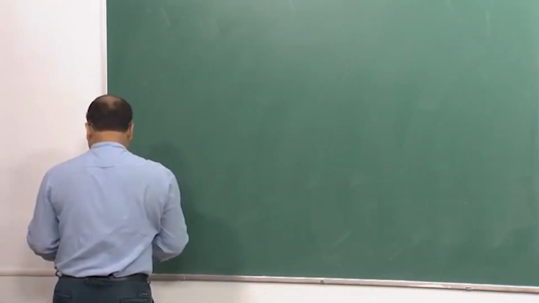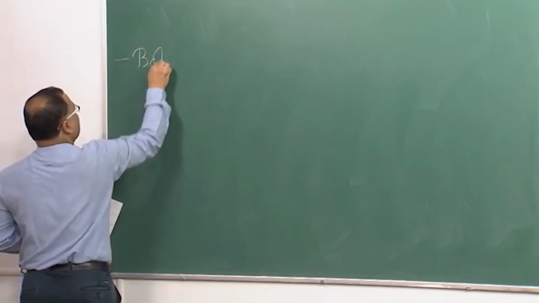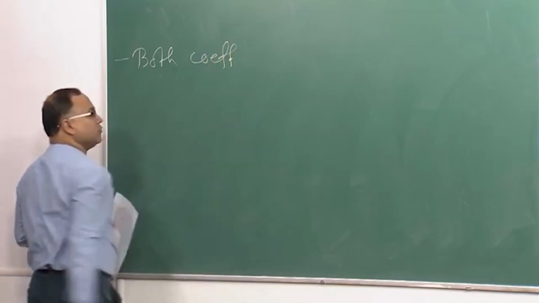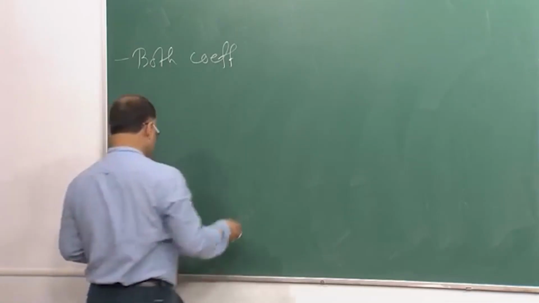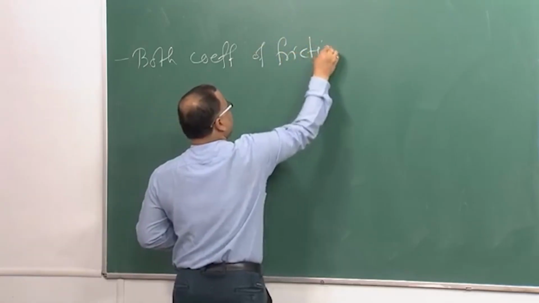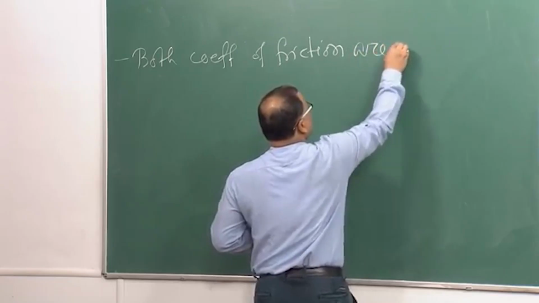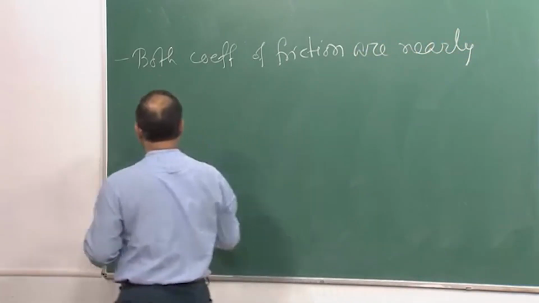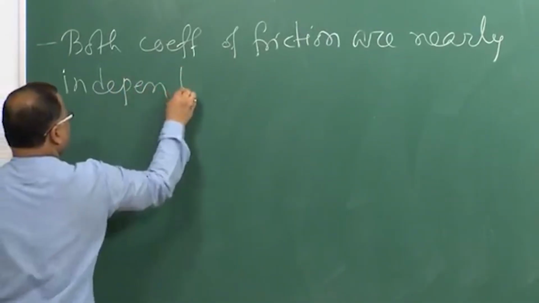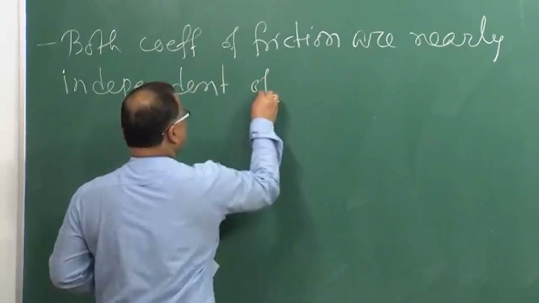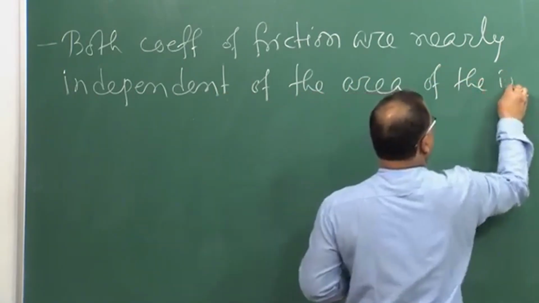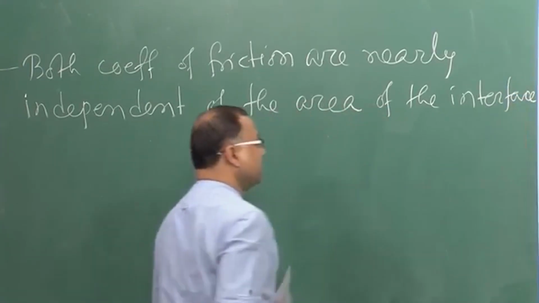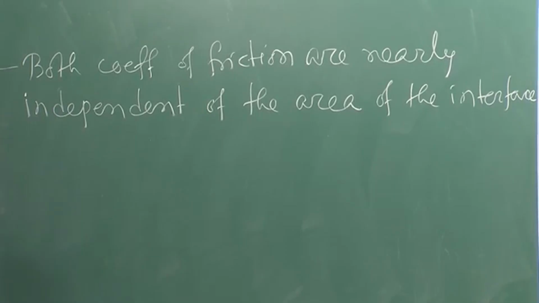What are those? The first property is that both coefficients, the static friction coefficient as well as the kinetic friction coefficient, are nearly independent of the area of the interface. What does it mean?